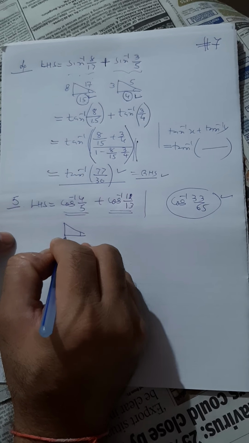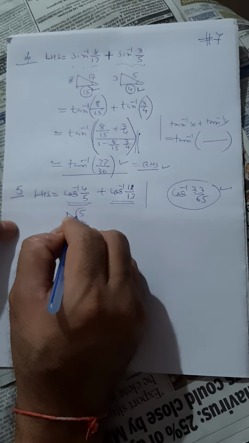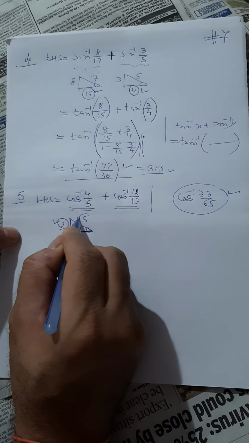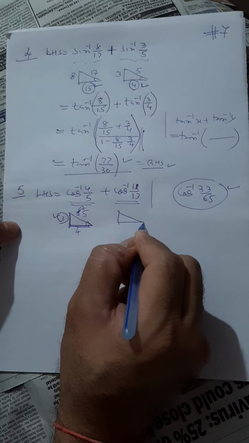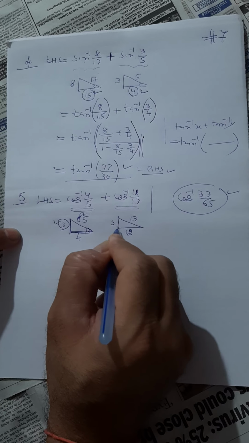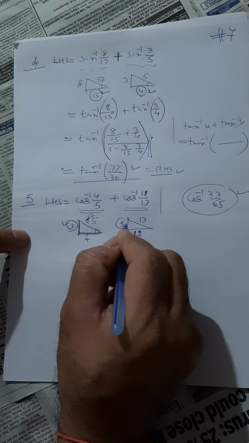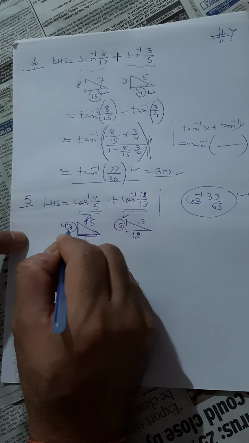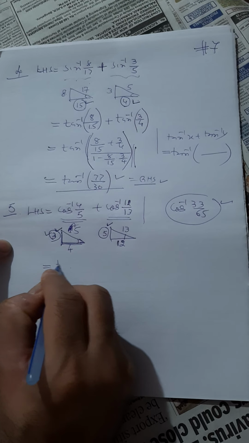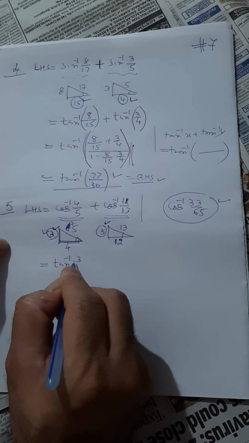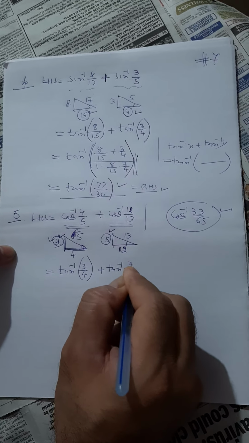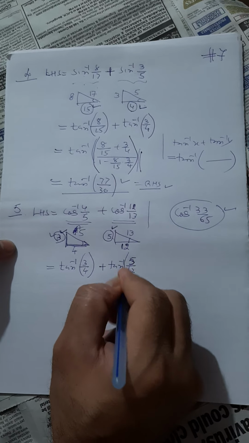Draw a right angle triangle. Cosine means adjacent upon hypotenuse, so the opposite side would be 3 by Pythagoras. Here again cosine means adjacent upon hypotenuse, so this opposite side will be 5 by Pythagoras. Remember, we are getting this by Pythagoras. So here tan inverse opposite upon adjacent is 3 by 4, plus tan inverse 5 by 12, opposite upon adjacent.